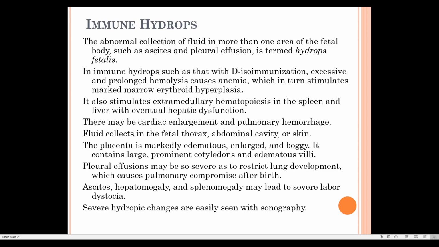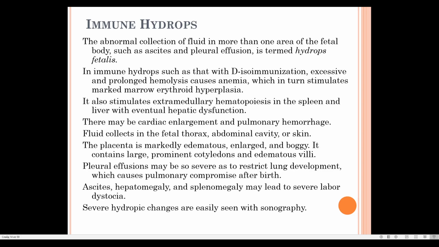The abnormal collection of fluid in more than one area of the fetal body, such as ascites and pleural effusion, is termed hydrops fetalis. In immune hydrops, such as that with D-isoimmunization, excessive and prolonged hemolysis causes anemia, which in turn stimulates marked marrow erythroid hyperplasia. It also stimulates extramedullary hematopoiesis in the spleen and liver with eventual hepatic dysfunction.